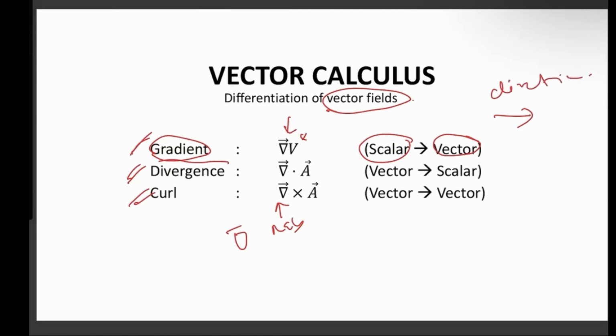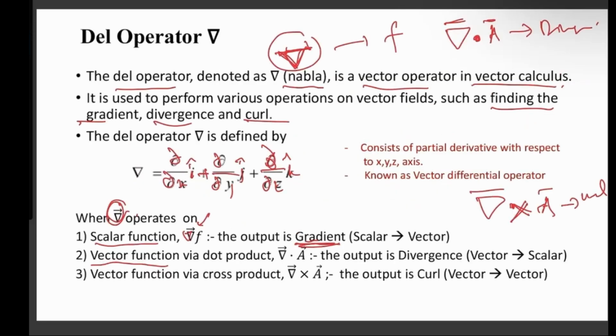The output of divergence is a scalar. Sorry, for divergence, it is del dot vector. Del dot vector, so the output will be scalar. For curl, del cross vector, so the output will be a vector. Okay, we will go one by one after this.